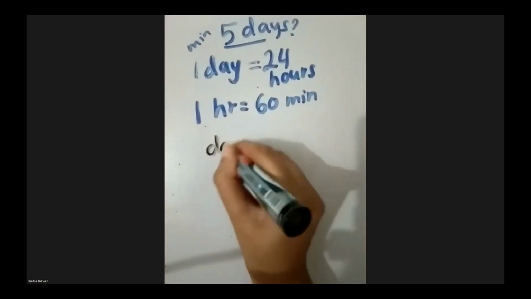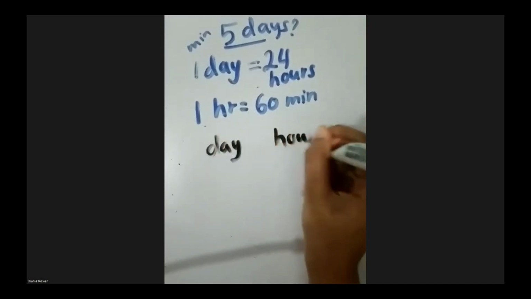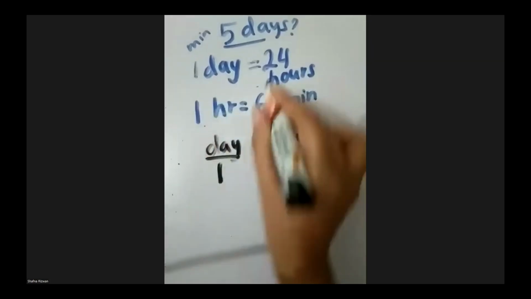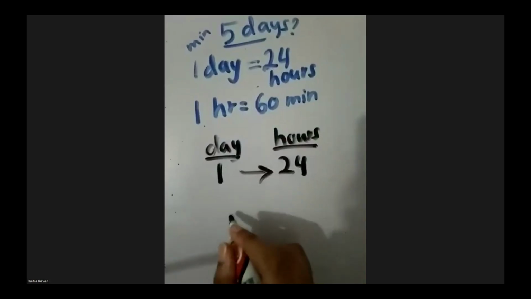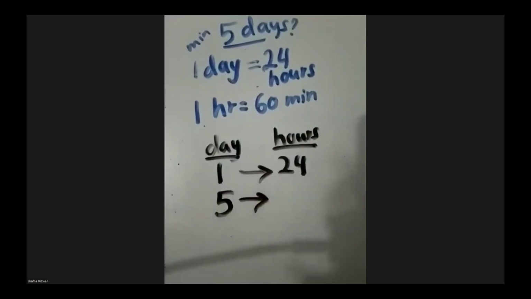Now let's take days here and let's take the hours here. Like that, if you all do, it's easy. Now we know in one day how many hours do you have? 24 hours. Then in 5 days, how many hours can you all have? For that, what can you all do here?